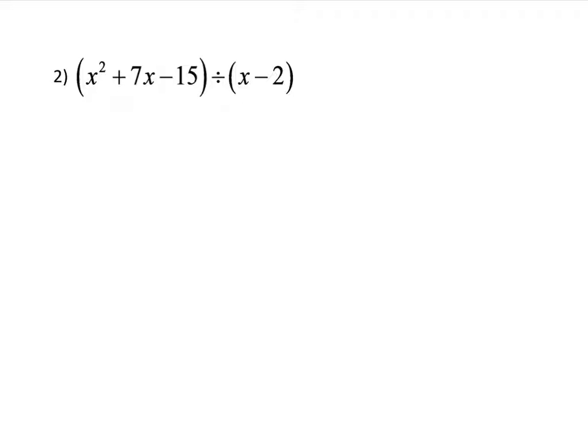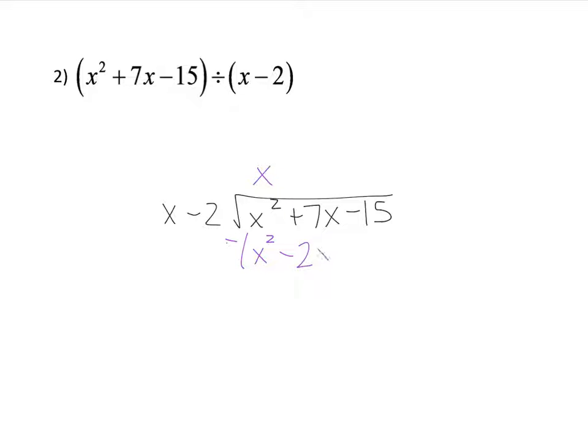x minus 2 goes into x squared plus 7x minus 15. And we will first ask ourselves, how many times does x go into x squared? x amount of times. x times x is x squared. Negative 2 times x is negative 2x. And now we subtract. The x squareds cancel out, which is good. And 7x minus negative 2x is really a plus, which gives me 9x. Bring down the negative 15.